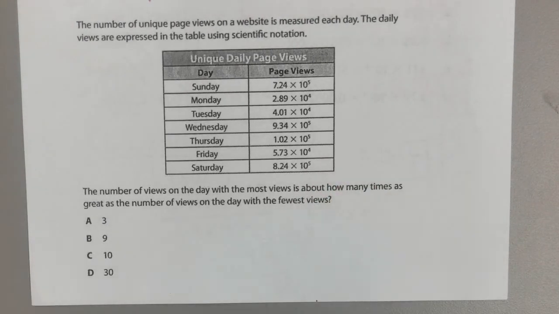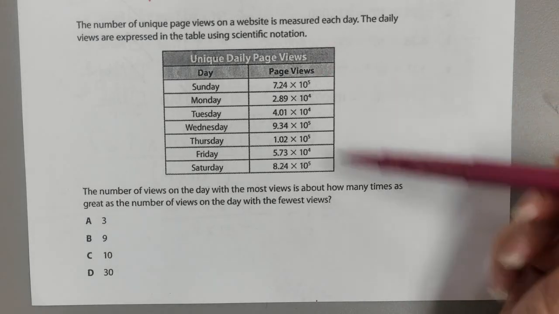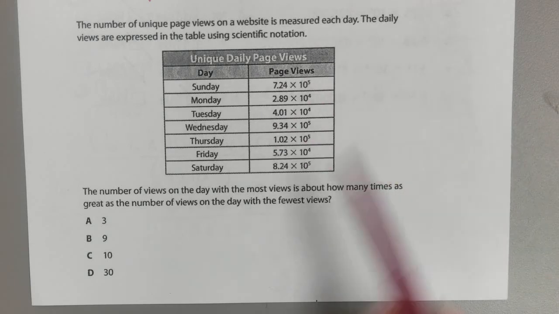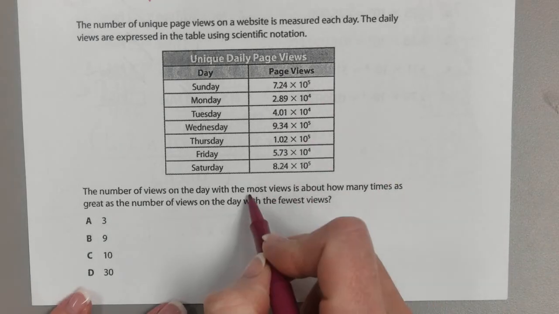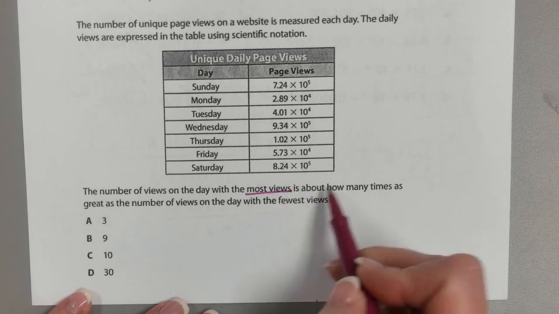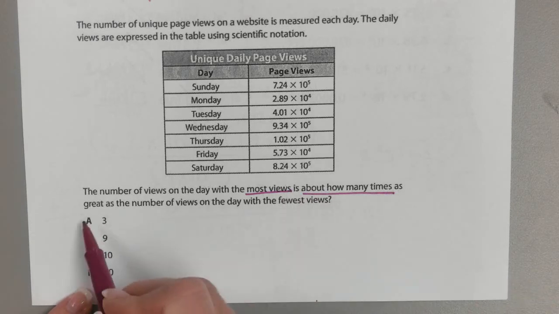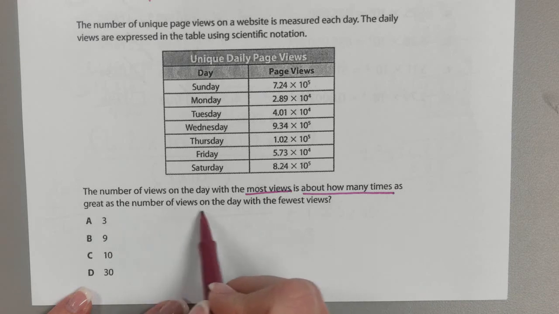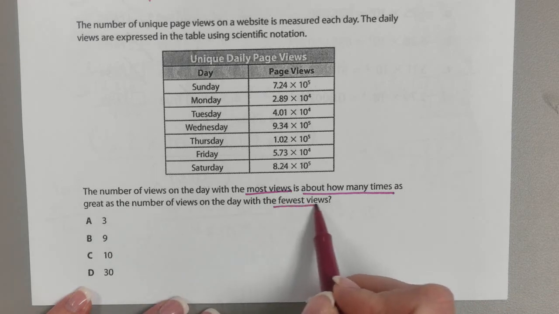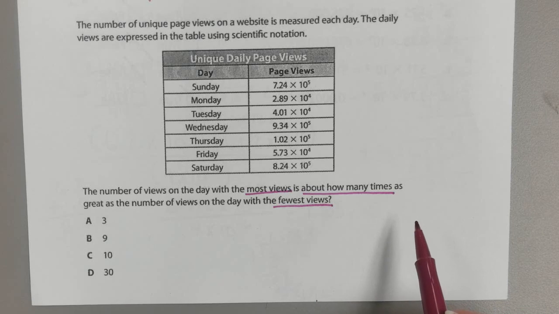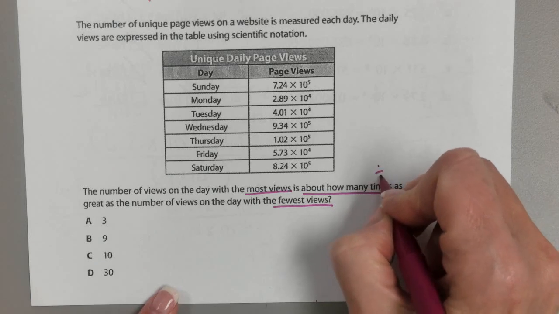And then this last one, it says the number of unique page views on a website is measured each day. The daily views are expressed in the table using scientific notation. So we got Sunday through Saturday views of the page. It says the number of views on the days with the most views is about how many times as great as the number of views of the day with the fewest views. So we said when you see the words how many times, what are you really doing? Dividing. So this is dividing.